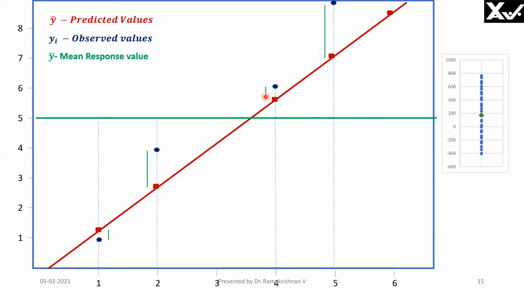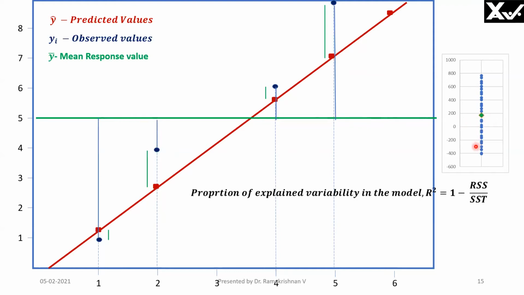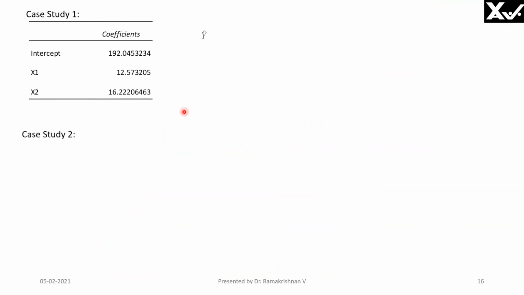This is unexplained variability. The ratio of RSS to SST is called unexplained proportion of variability. Then what is the proportion of explained variability? That is R squared. I have to subtract this unexplained proportion from 1 because total should be 1. So 1 minus RSS by SST is the explained variability in proportion.